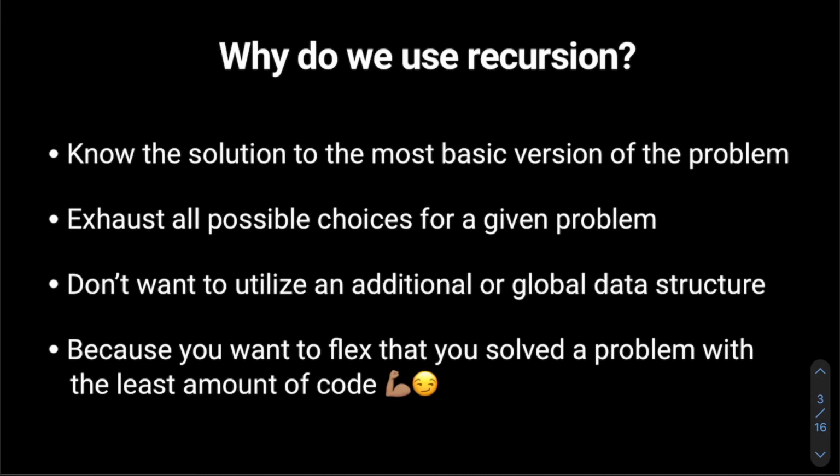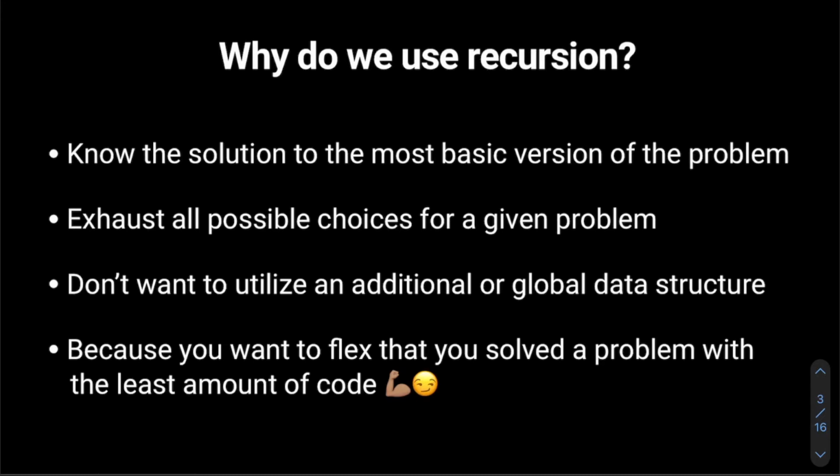Another great use case is if you want to exhaust all the possible choices for a given problem. Think about a grid, okay? And you have a bunch of paths that you can take from point A to point B in a grid. All right, so how can you make sure that you're taking the best possible path from A to B? Well, you would have to check every choice. And I think recursion is a great way of doing that.